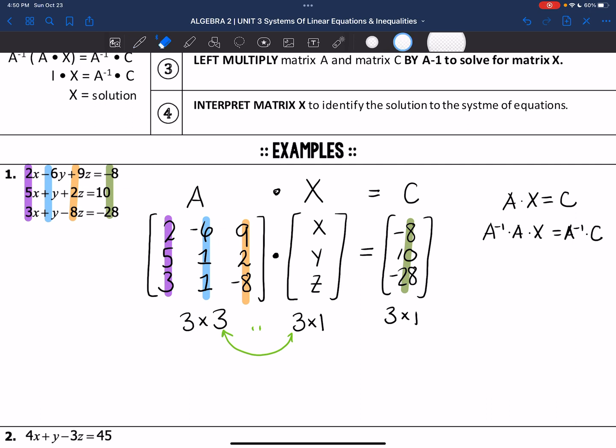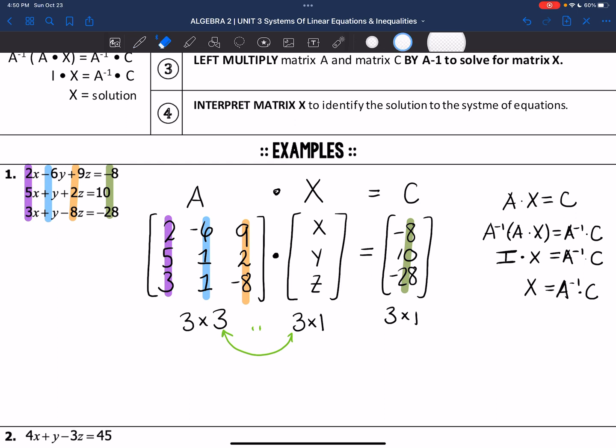So if I'm multiplying on the left, right? See, I'm multiplying on the left side. Then I must multiply C also on that left side. That gives me the identity matrix times X is going to be equal to A inverse times C. Well, X being my variables times my identity matrix, anything times the identity matrix is just itself. So all we need to do in our graphing calculators is take what is A inverse times C.